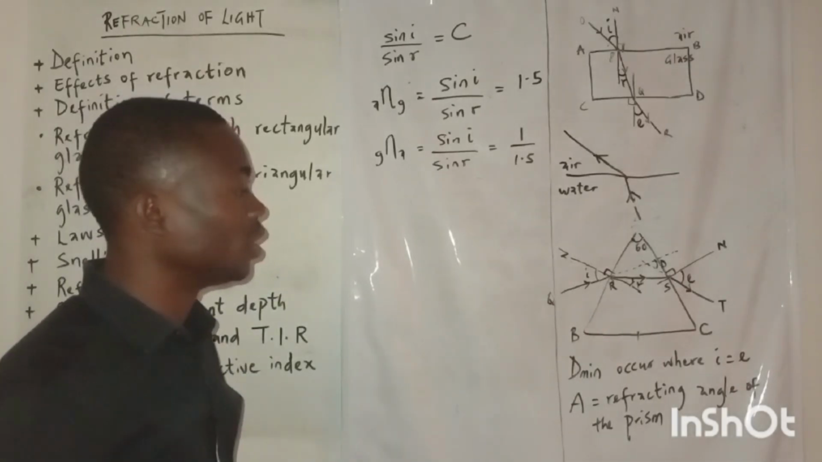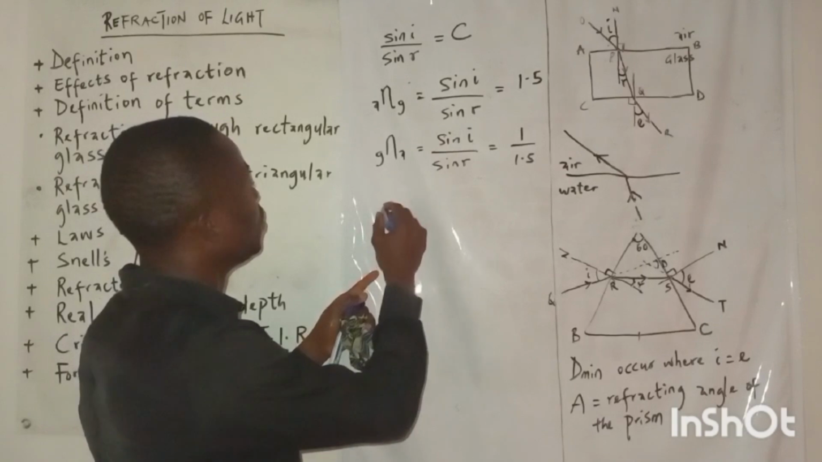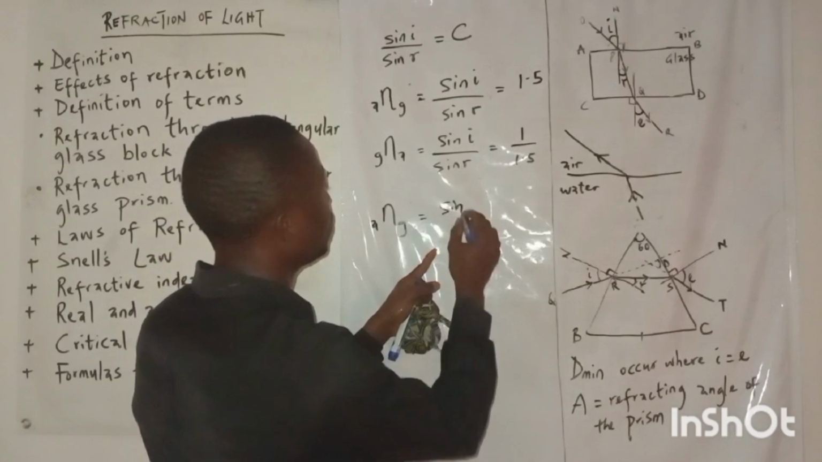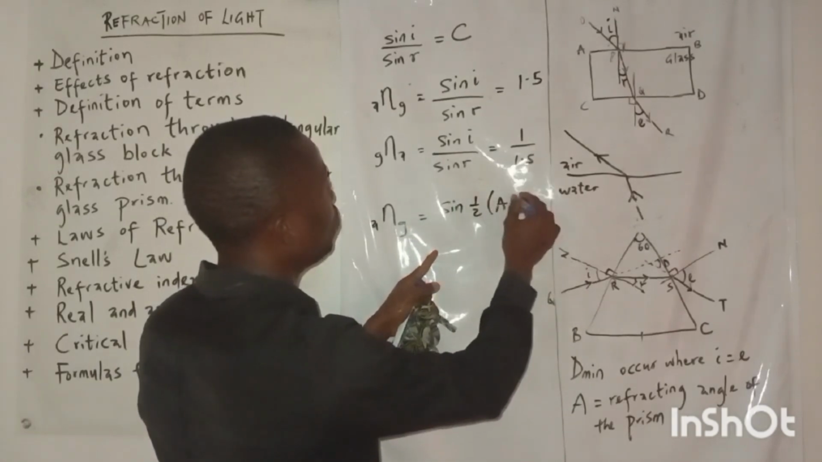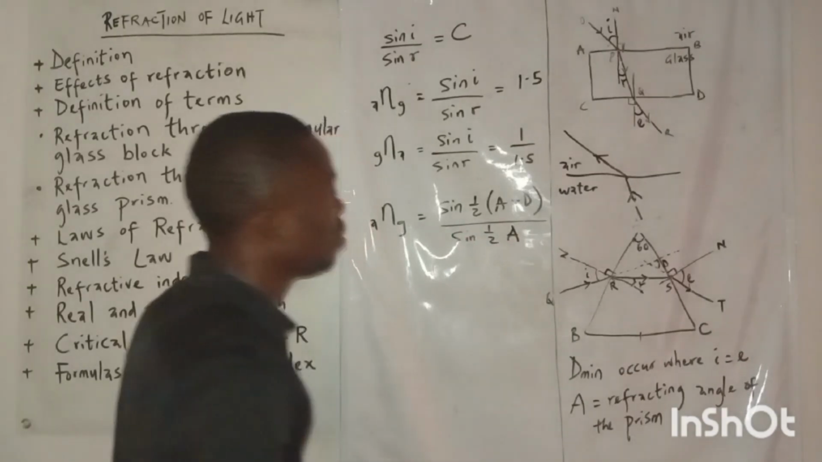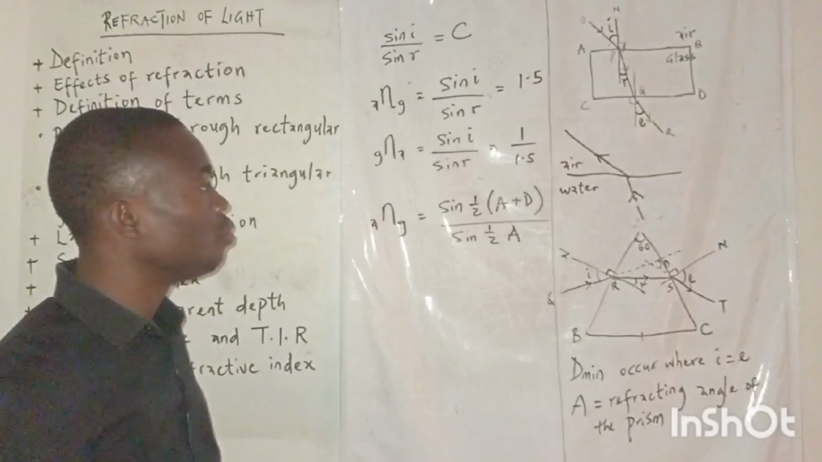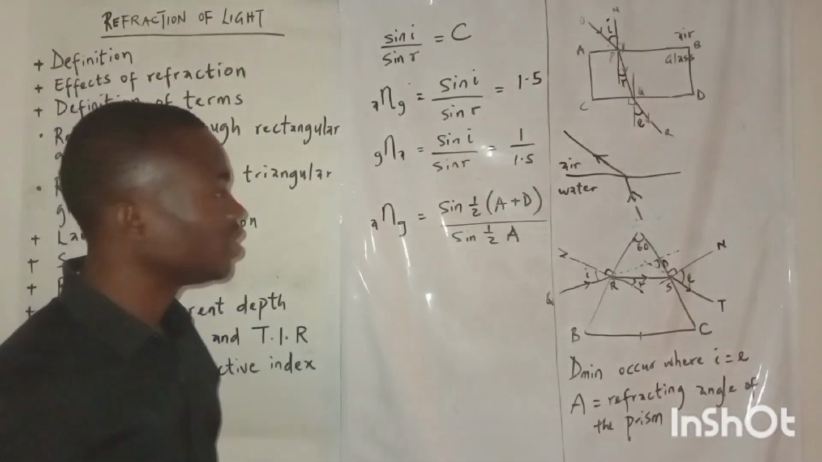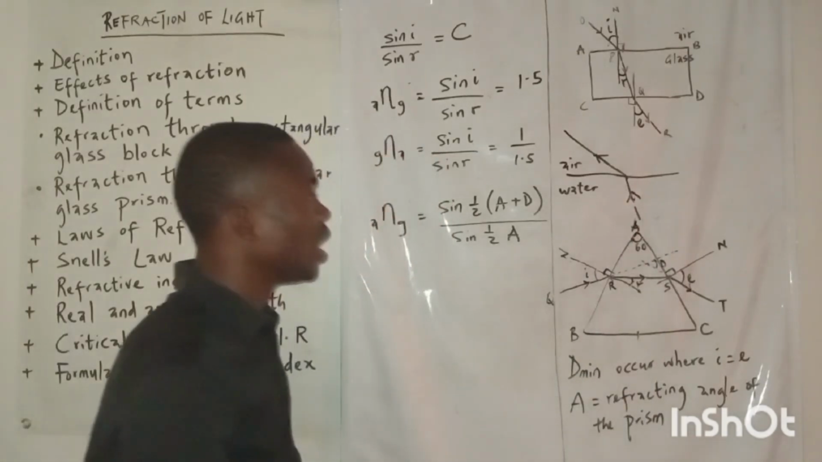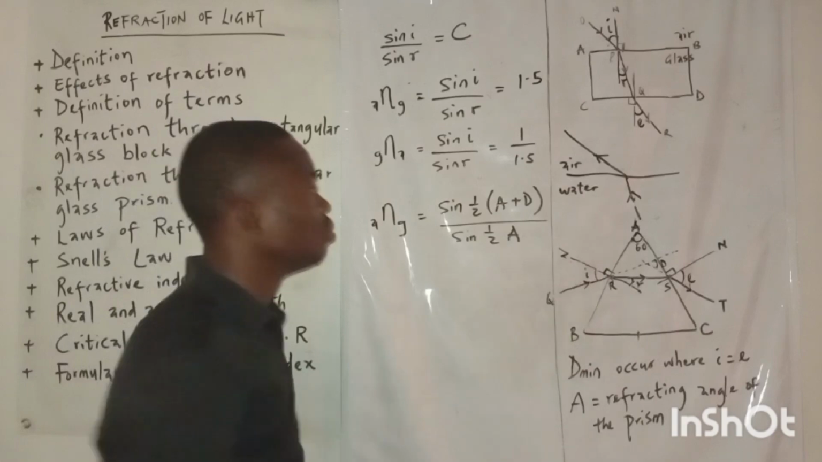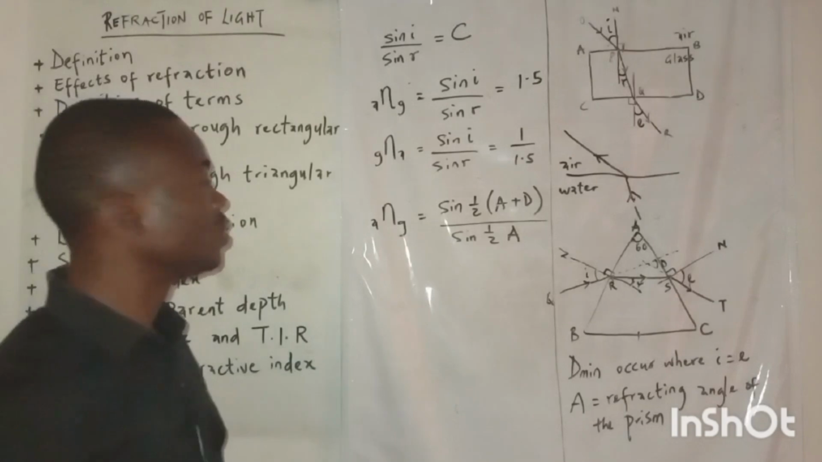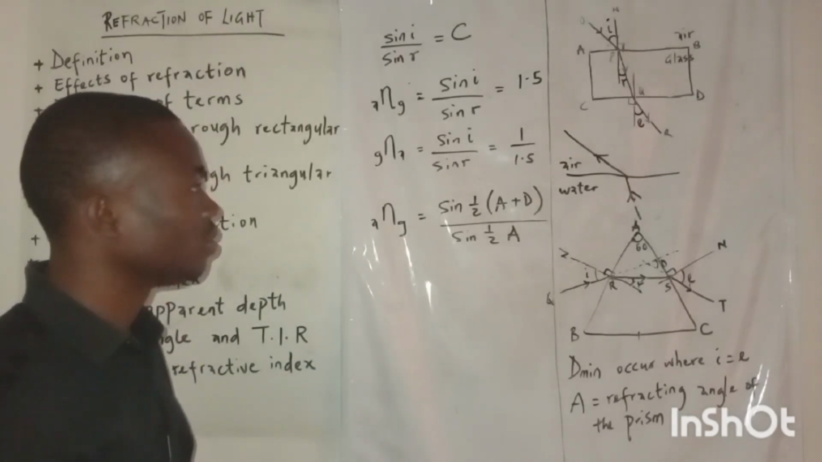Also, from refraction through a rectangular glass prism, we have that the refractive index from air to glass is equal to sine half A plus D all over sine half A, where A is equal to the refracting angle of the prism. This is our A, the refracting angle of the prism, and D is equal to the angle of deviation or angle of minimum deviation. So this is the refractive index.